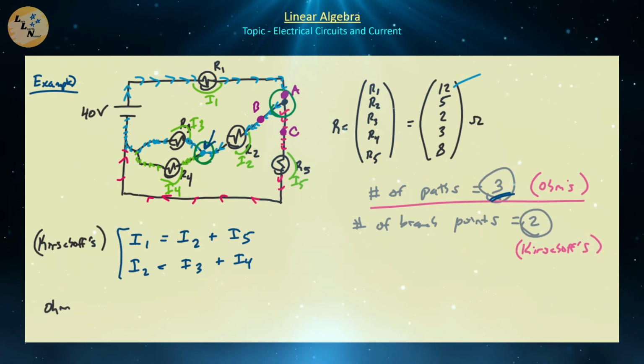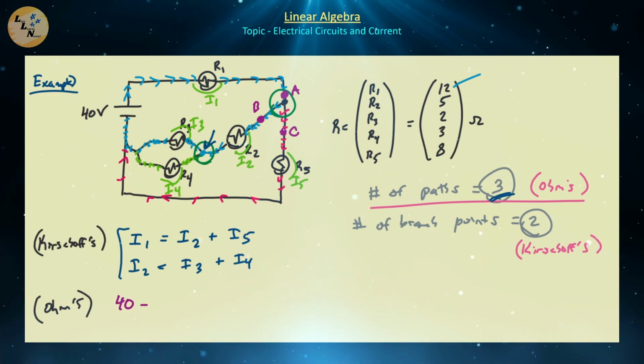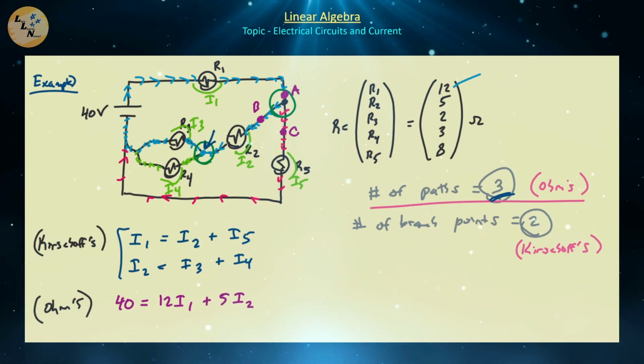So from the Ohm's law equation, what do we have? If we follow, for example, the blue path, what equation are we going to get? V is equal to the sum of IR, right? We're going to be passing through R1, so that's going to be 12 I1, and then we're going to be passing through 2, so it's going to be 5 I2, and then we're going to be passing through 3, so it's going to be 2 I3. If you want to pause this video and maybe list out the next 2 equations, that might be a nice little exercise.